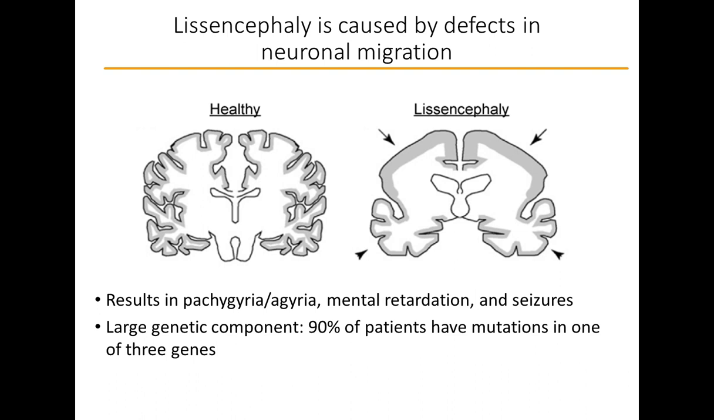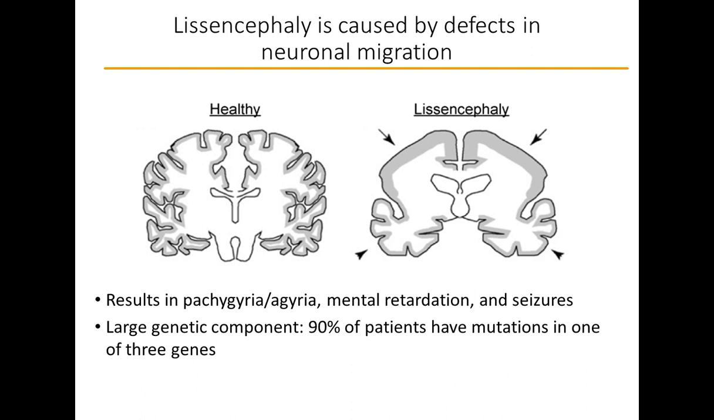So now I'm going to tell you about a story where we applied stem cell modeling to understand a neurological disorder that could not be well modeled in mice, lissencephaly. It's a developmental disorder that's caused by defects in neural migration.